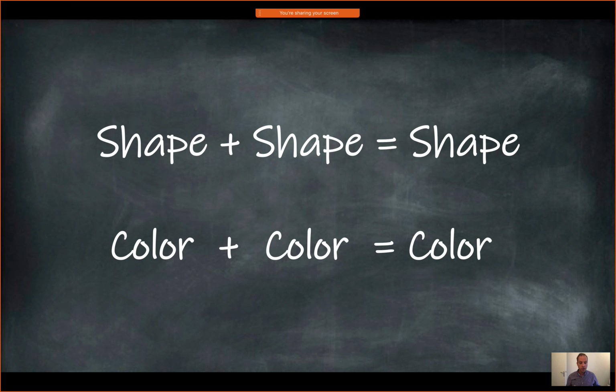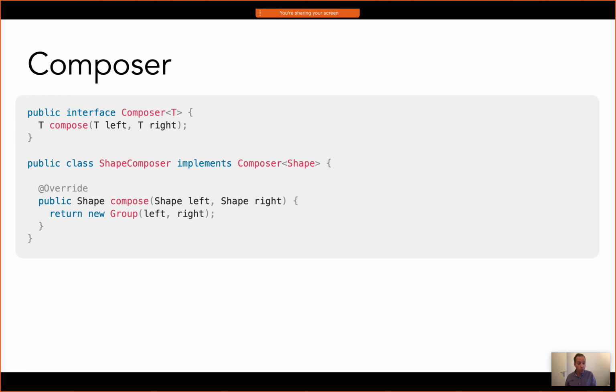So let me introduce this composer interface. It's a generic interface: the compose method accepts two arguments of that generic type T, and it returns a new instance of that type T. And you can see that we can easily implement a shape composer. It's a composer that accepts two shapes and returns a new shape. And it's actually a group, but the client doesn't have to know, right? It's hidden from the client.